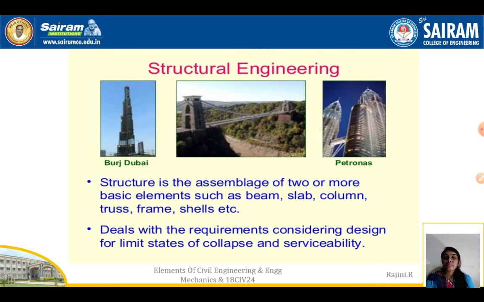A structure is an assembly of so many parts or components, right? Two or more basic elements such as beam, slab, column, truss, frame, shells, etc. It is assembling different components, different parts. It deals with the requirements considered, that is, it is designed for limit states of collapse and serviceability. Here we are dealing with different code books to plan the loads which are going to be taken by the components or parts of the building.